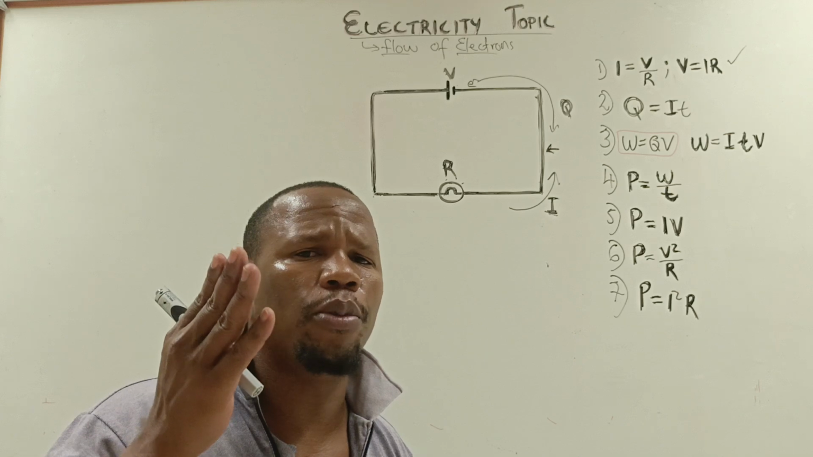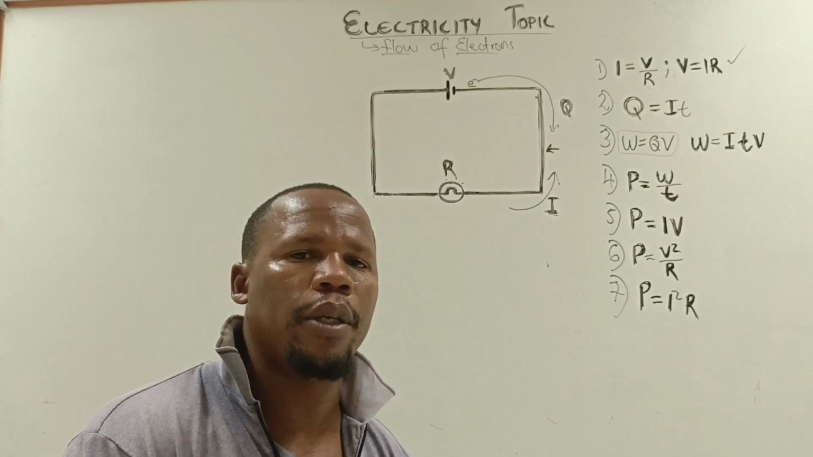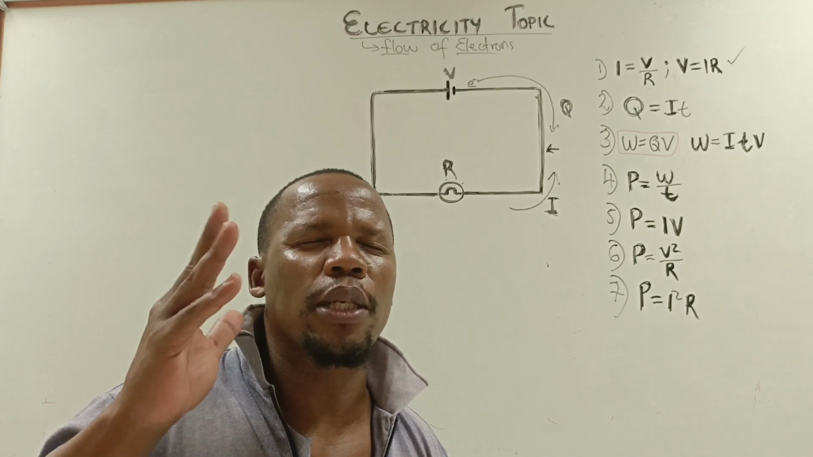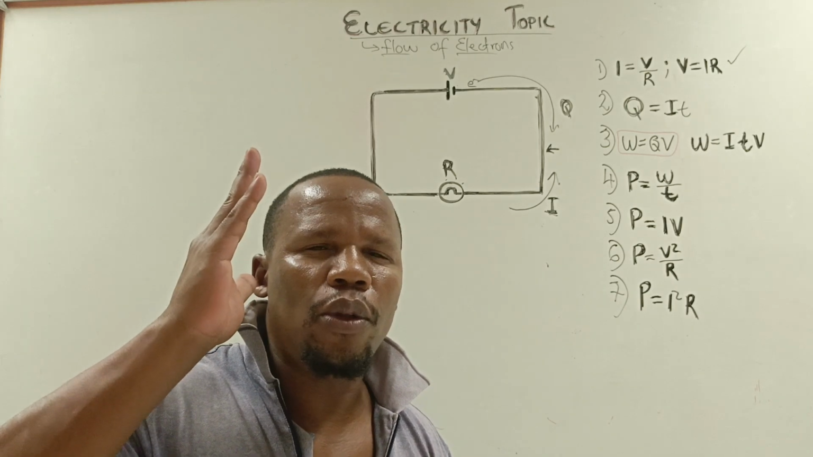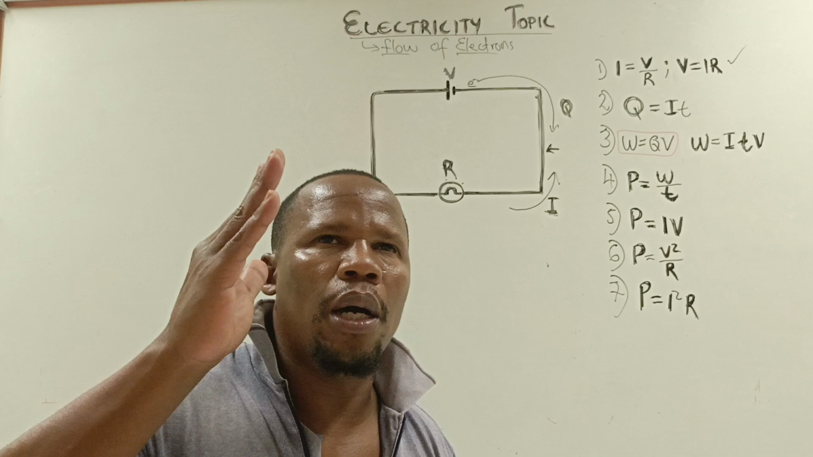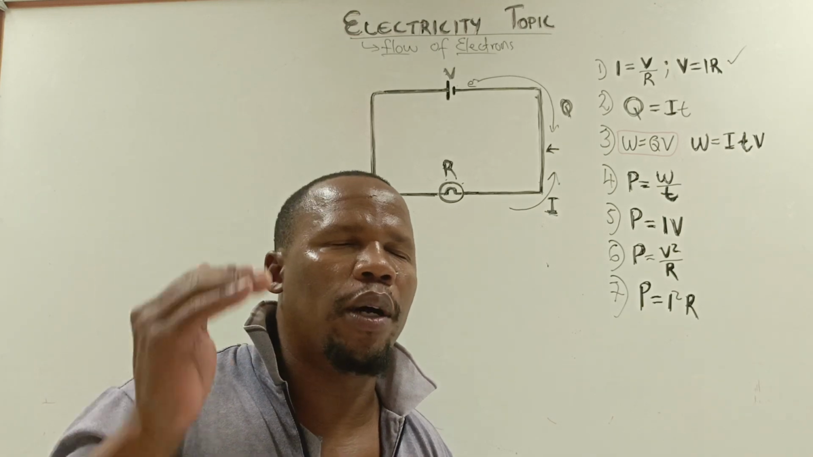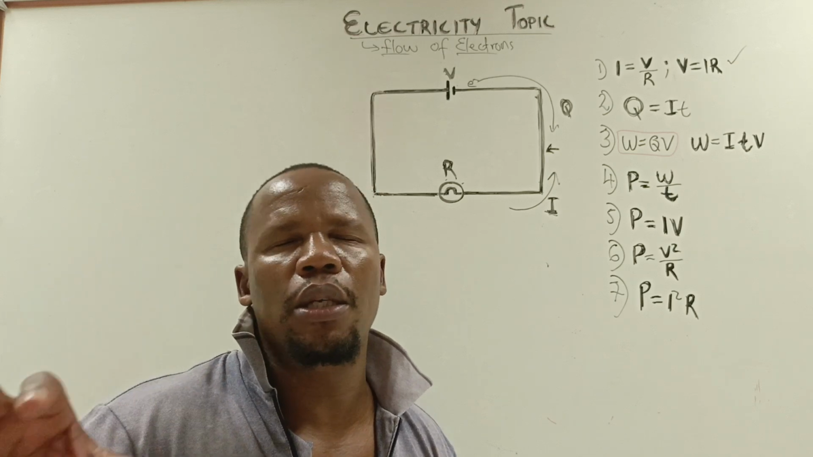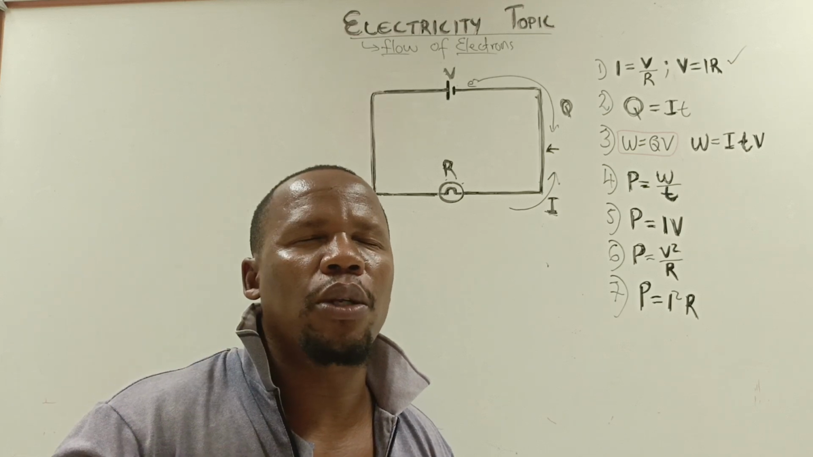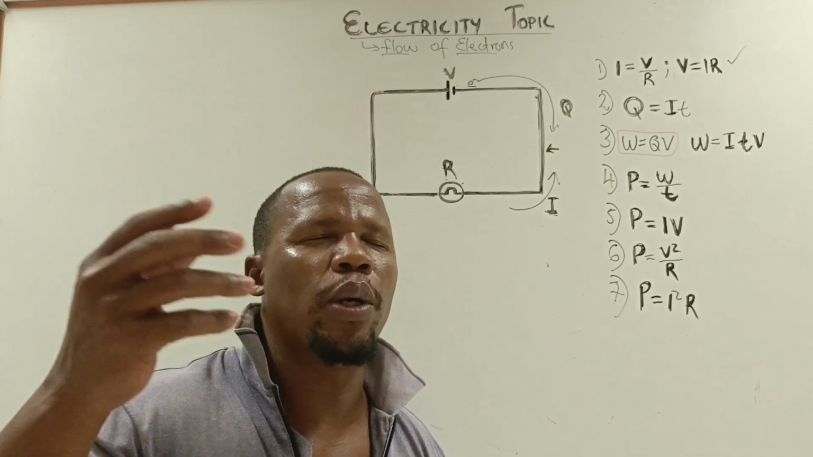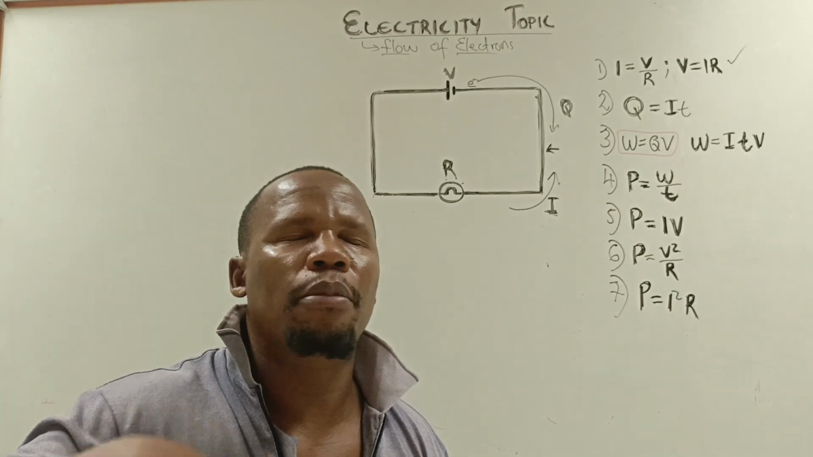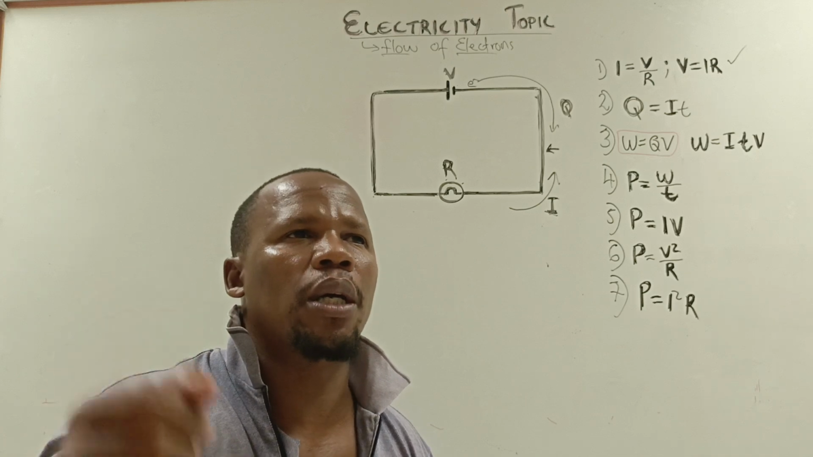I will pass the electricity topic. Very simple. Recite them today: current is equal to V over R, V equals IR, Q equals It, work done equals ItV, power equals work done over time, power equals IV, power equals V squared over R, power equals I squared R, right?